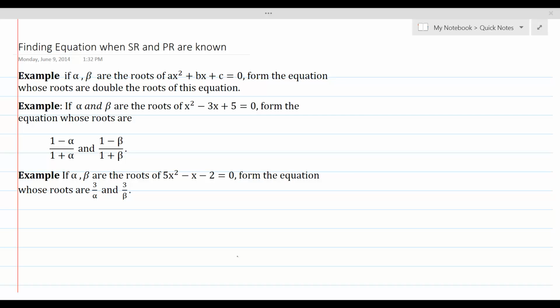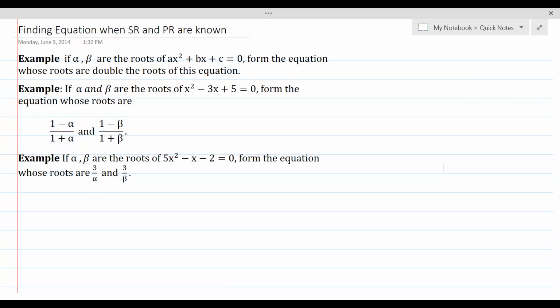In this lesson, we'll find quadratic equation for which sum of the roots and product of roots is given. Let's get started with example number 1, which states if alpha and beta are roots of the equation ax squared plus bx plus c equal to 0, form the equation whose roots are double the roots of this equation.